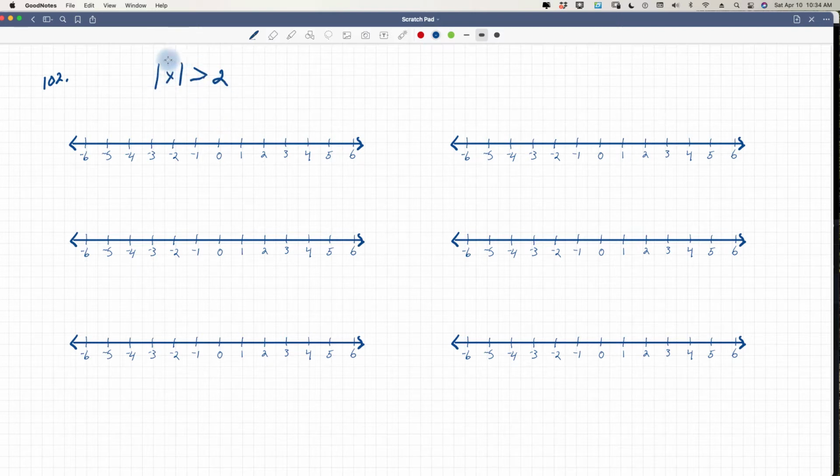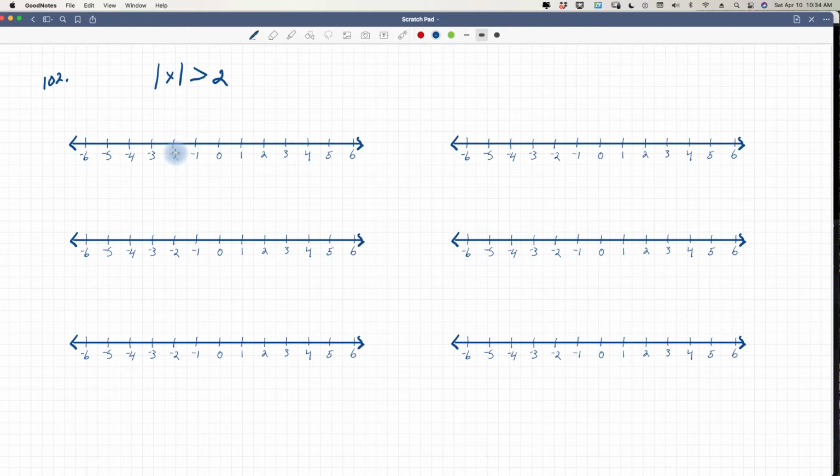All right, so x is greater than 2. The absolute value of x is greater than 2. So we have to think about making this a true statement. We have to sub in values for x that when calculated from the absolute value would make this true. So what values of x when calculated as an absolute value make this a true statement that are greater than 2?